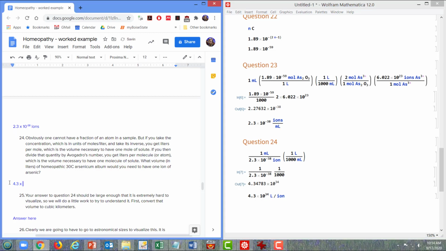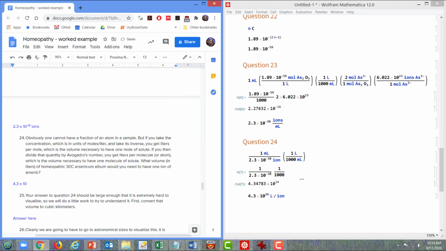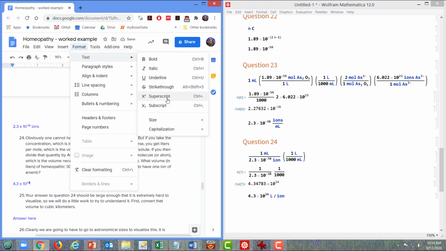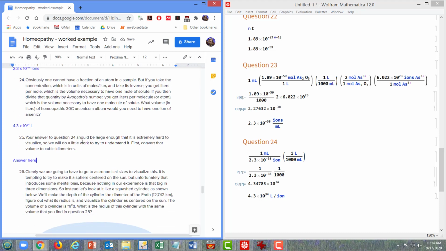I need to memorize this. Superscripts, control period, to the 34th. Apparently it doesn't work. Okay. Format, text, get out of superscript. Liters. So that's huge. That's huge.